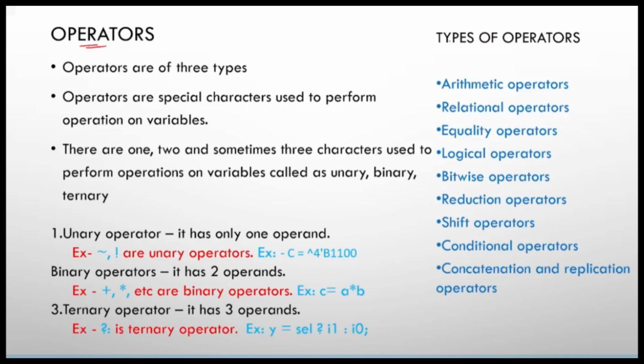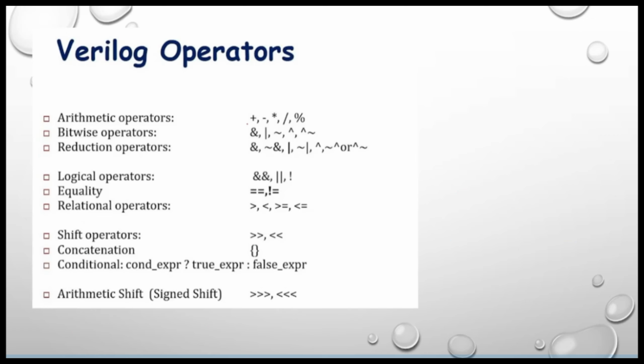And then coming to operators. Operators are very important. Based on these operators only, you will be writing your logic. Without these operators, you can't write the logic in data flow modeling. In Verilog, you have various categories of operators: arithmetic, relational, equality, logical, bitwise, reduction, shift, conditional, and concatenation. Based on these operators only, you will be writing the code. These are the symbols for the operators. You can just pause and check out these operators.